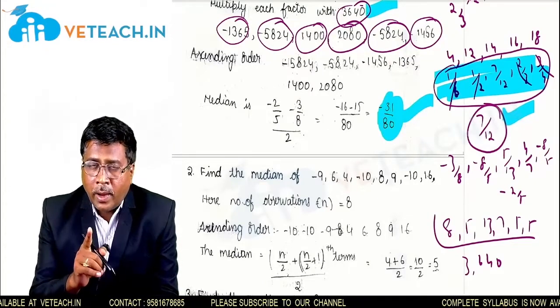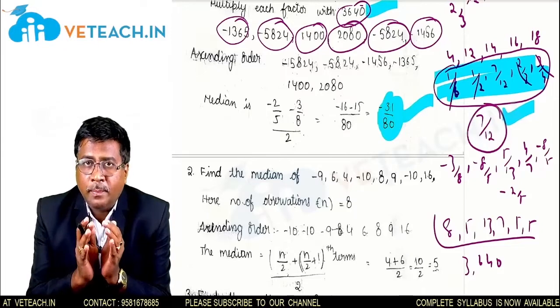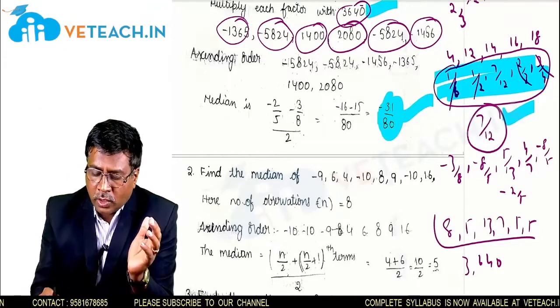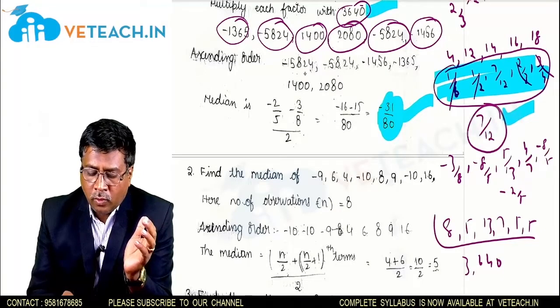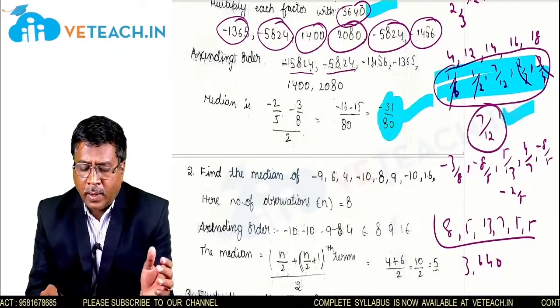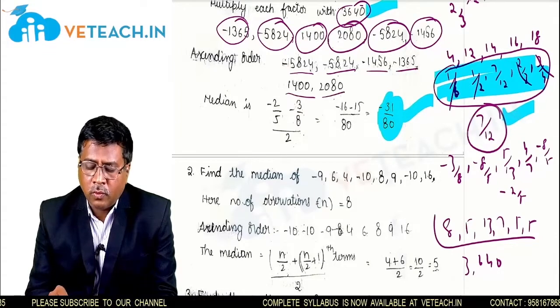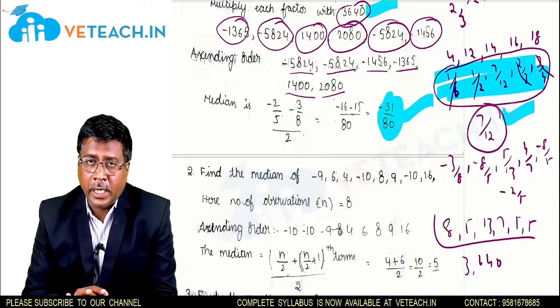Please keep one thing in mind: the biggest-looking value that is negative is the smallest value. It starts here with minus 5824, which exists twice, and also minus 1456, minus 1365, 1400 and 2080. This is the ascending order.